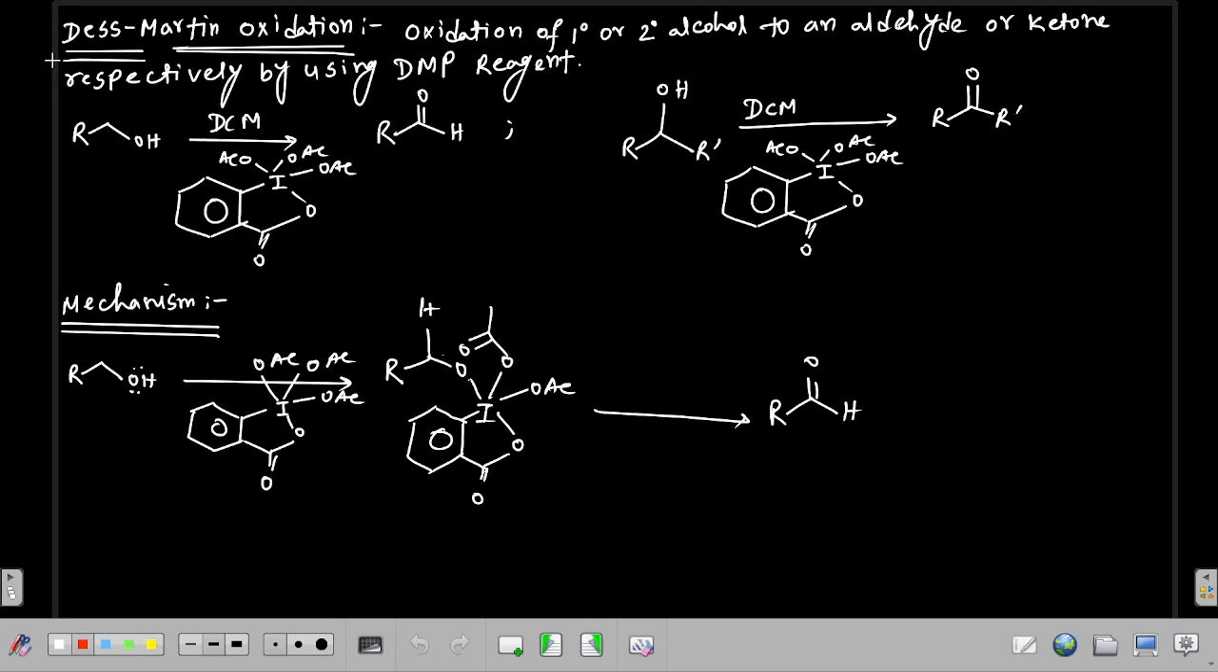Now we'll see the Dess-Martin oxidation, which is known as DMP oxidation. It will help to oxidize a 1 degree or 2 degree alcohol to an aldehyde or ketone respectively by using the DMP reagent. This is the DMP reagent. DMP means Dess-Martin periodinane.